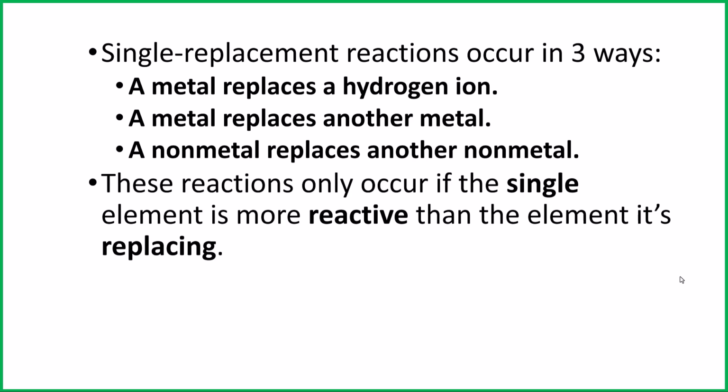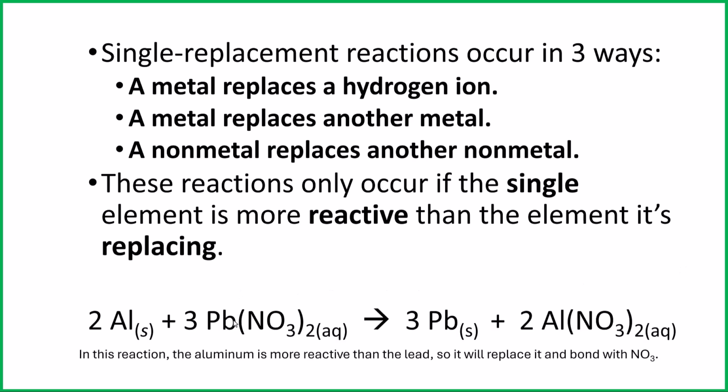These reactions only occur if the single element is more reactive than the element it's replacing. So we're going to take a look here, but the single element is the one that needs to be the most reactive. So in this reaction, the aluminum, which is the single element, is more reactive than the lead, more active and more interested in becoming part of a compound, more unstable on its own. So it will replace the lead and bond with the NO3, the nitrate.